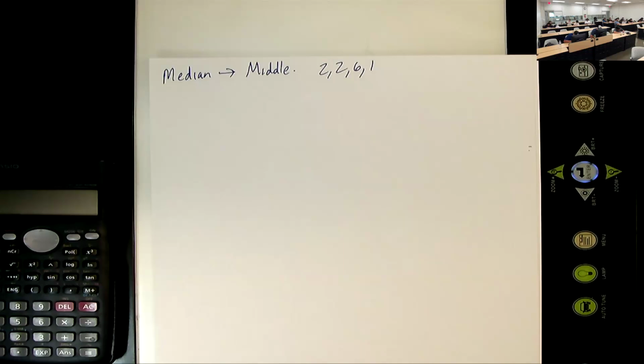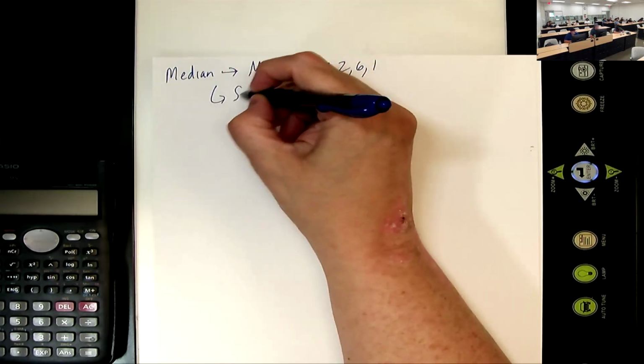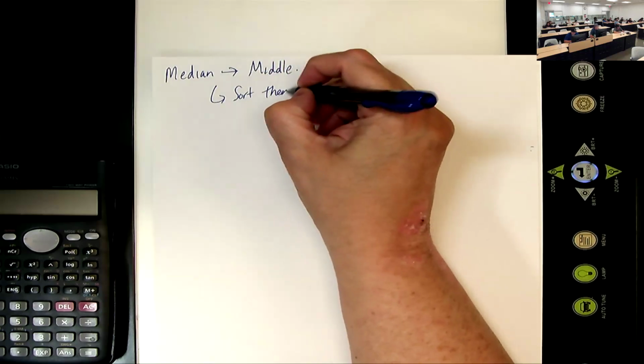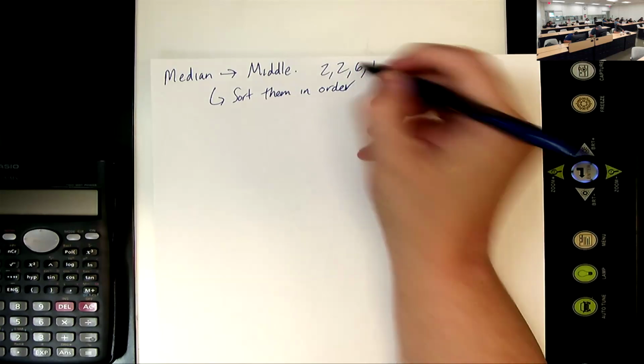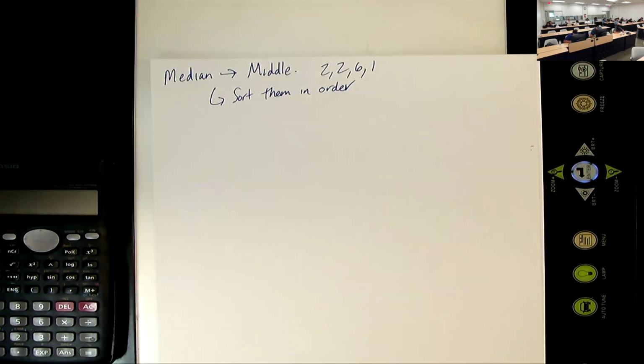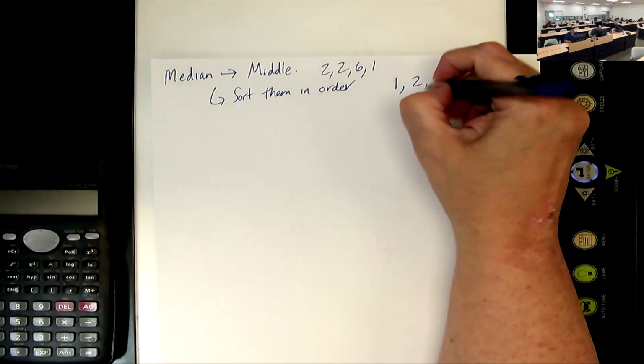We don't want to do it in the order it is. For the median, the middle, you need to sort them first. Sort them in order. It doesn't really matter if you go large to small or small to large. Most people do small to large. But if I put them in order.